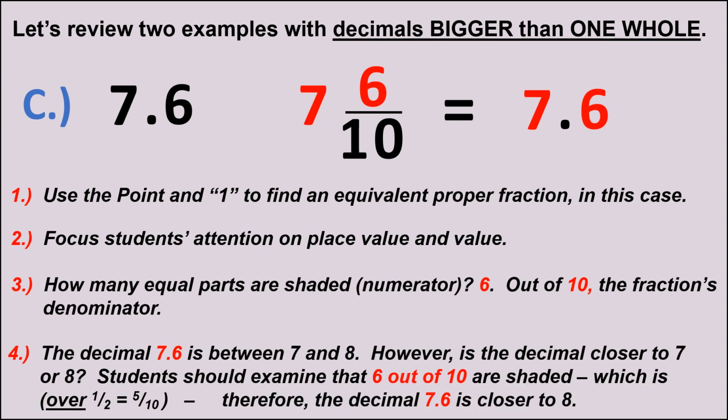The decimal 7.6 is between 7 and 8. However, is the decimal closer to 7 or 8? Students should examine that 6 out of 10 are shaded, which is over 5/10. Therefore, the decimal 7.6 is closer to 8.